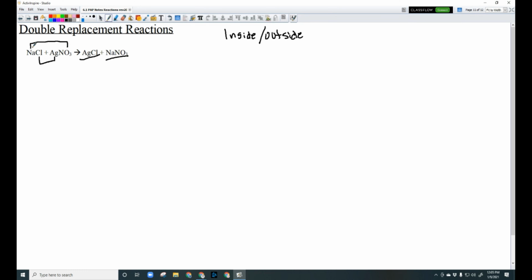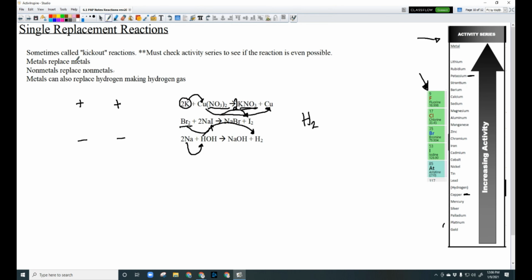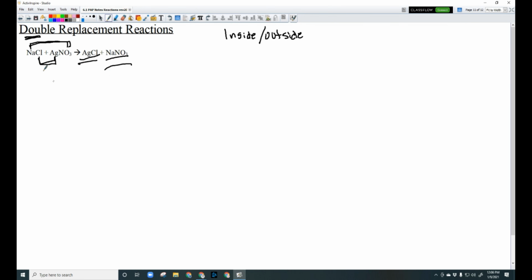So inside, outside. When you have 2 compounds like this, it's called a double replacement because 2 things are happening, double, 2 things are happening. Inside is combining and then outside is combining. That's how you get your products on that. And I know that some of these aren't balanced. Like if we look back at these, some of these weren't balanced. That's okay because I'm just showing you the type of reactions.